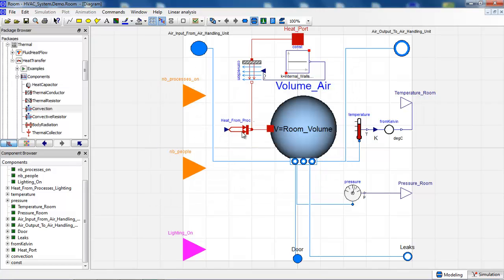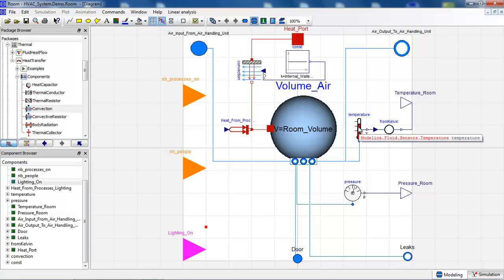I will also have some heat coming from processes and lighting in my room. To do so, I use here one heat flow in my room, which is parameterized with this input, the number of processes on, this input, which is the number of people in the room, and this, which is the lighting on or off in my room.